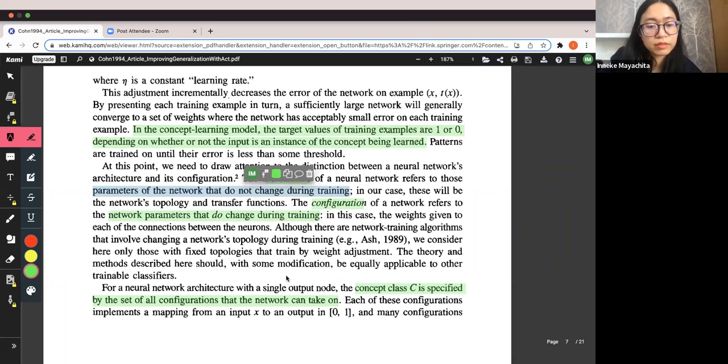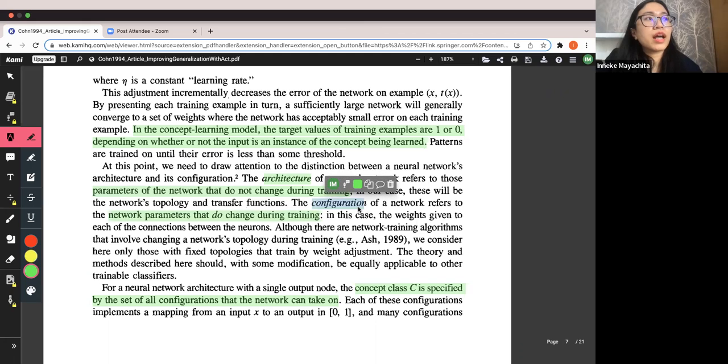Yeah, and this is what I mentioned before: here they use this terminology where architecture is the parameters of the models that do not change during the training, and configuration is the network parameters that do change during the training. So it's, for example, the weights.